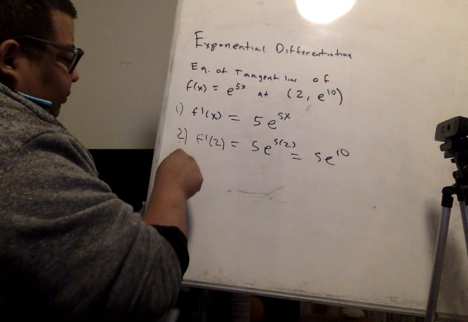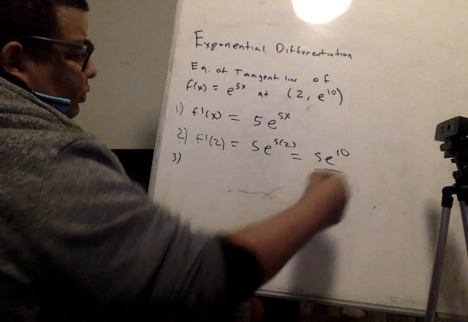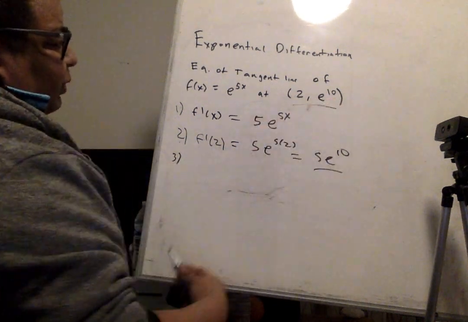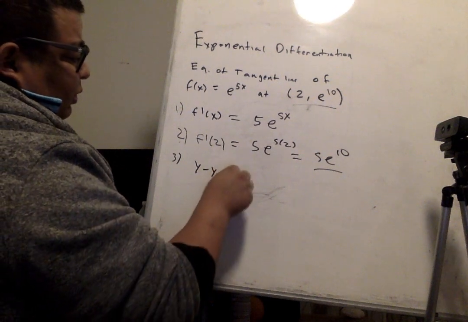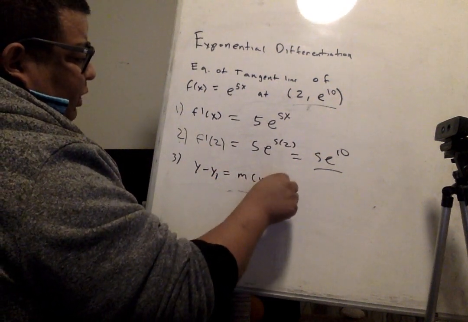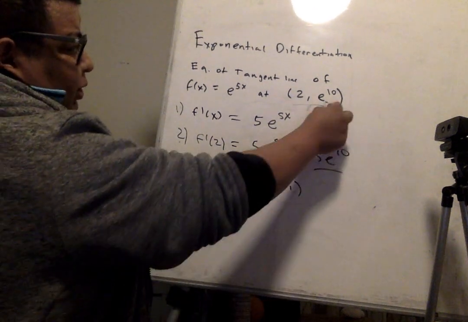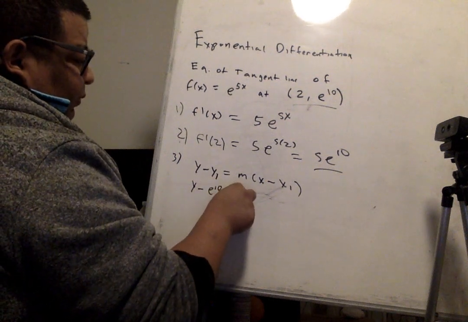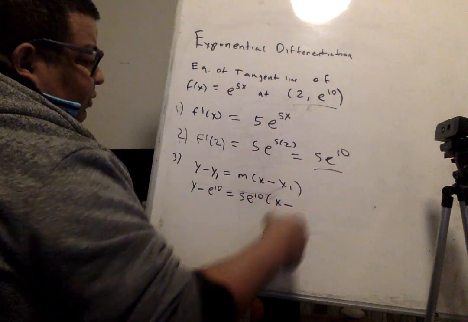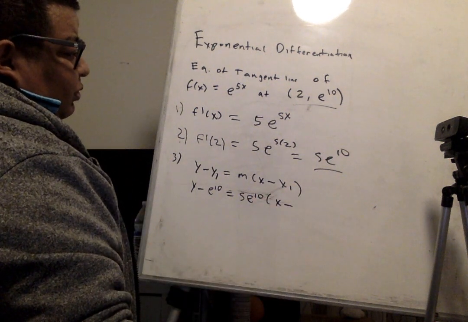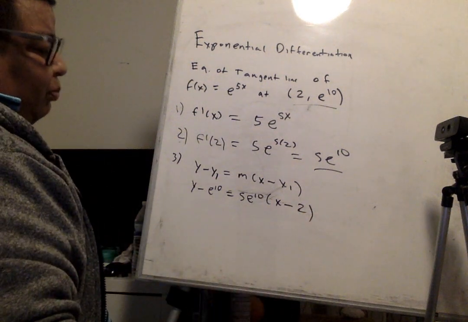The final step is to plug in what we found, which is the slope, and the point that we were given. So we're going to use the point-slope formula: y minus y1 equals m times x minus x1. Then y minus y1, which is e to the 10, is equal to π e to the 10 times x minus x1, which is 2. We can leave it like that, or we can turn it into slope-intercept form.